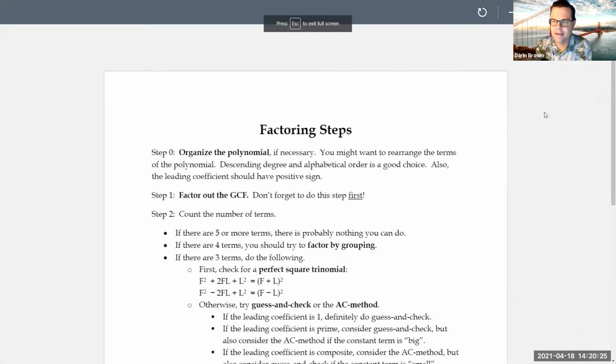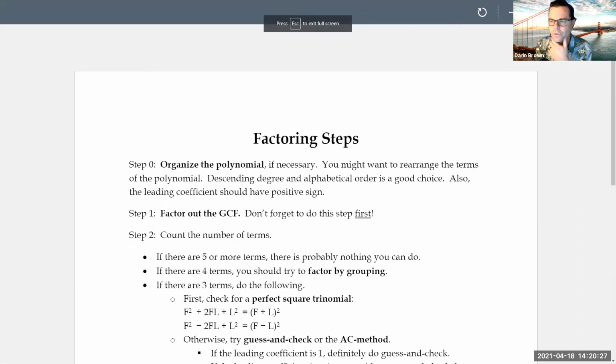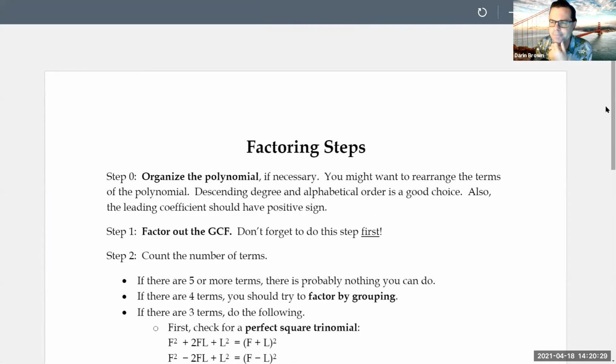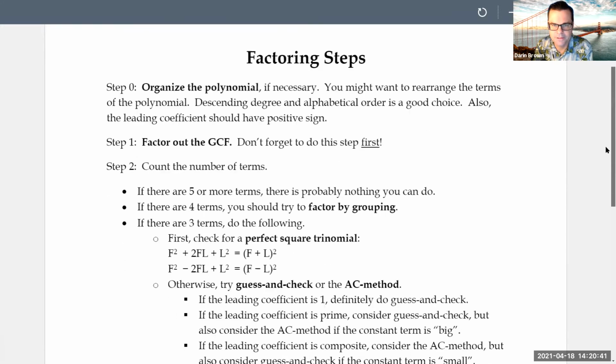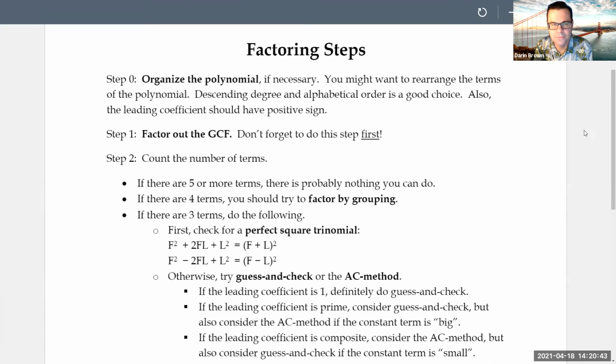So this is the factoring steps worksheet. If you go online, it's in the module, it says factoring, putting it all together, I think. So if you go to that module, you can open up this PDF, you can look at it, you can print it out, whatever. But as you can see, it says factoring steps. There's a step 0.